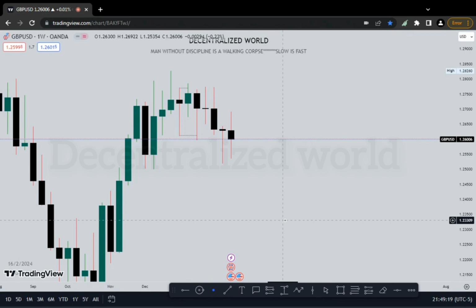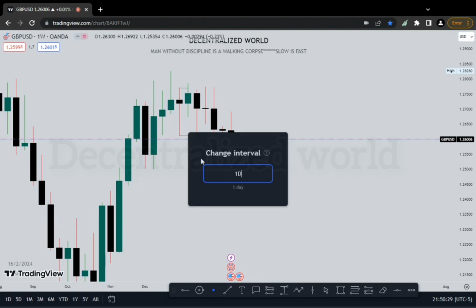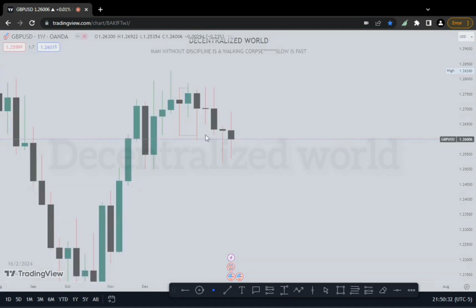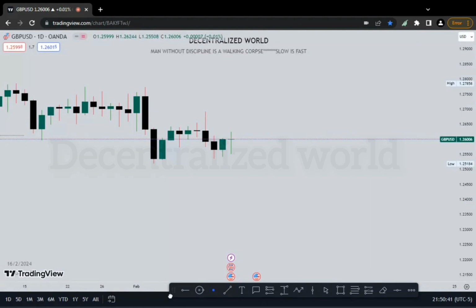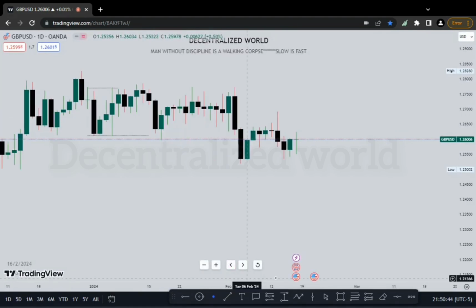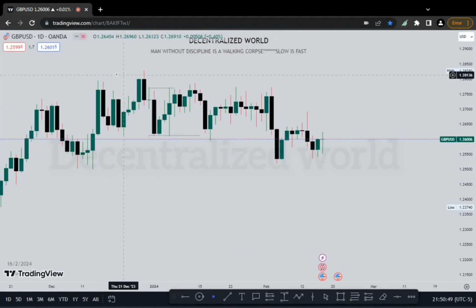So this thing also occurred in this trade. The market took out liquidity and broke structure, then kept going down. The market just kept going down. Let's move on to the daily time frame. Then you can see how the market keeps going.